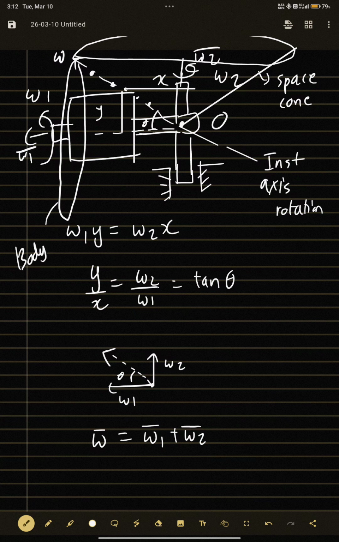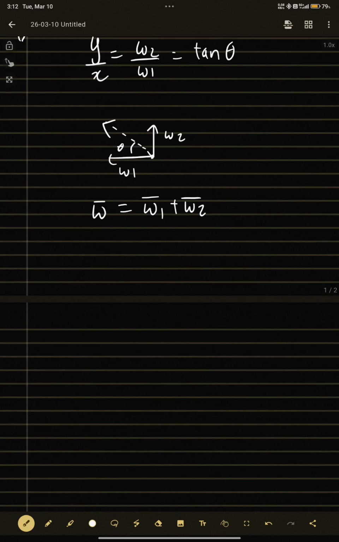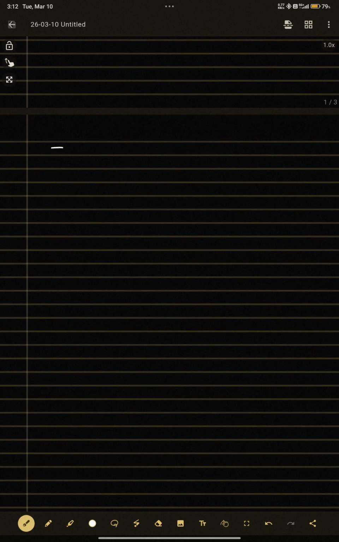Now what you can think is this body cone is a cone which is executing pure rolling on the space cone. Pure rolling में क्या होता है normal case में? If this is a wheel which is in pure rolling, then this is the instantaneous center of zero velocity. This is the body cone which is rolling on the space cone. Can you visualize? This cone is rotating and it is circling on the space cone.